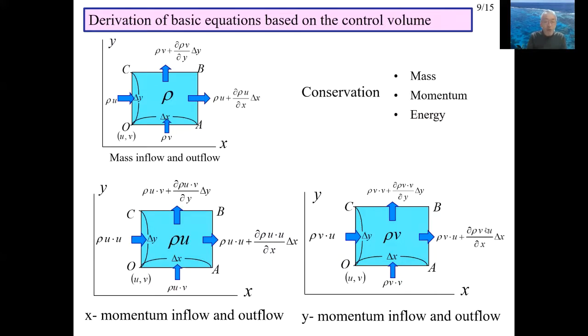Since momentum is a vector, it has a directional component. Therefore, when considering the equation of momentum conservation, it's necessary to consider the inflow and outflow from each direction for each of the momentum rho u and momentum rho v. Fortunately, the matter is not so complicated. All you have to do is to replace rho for mass conservation with rho u or rho v. The figure shows the inflow and outflow of momentum from each surface.